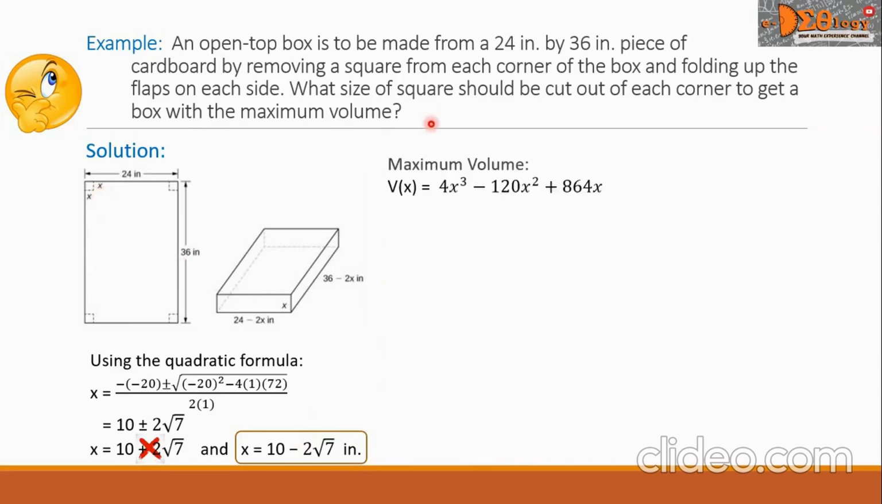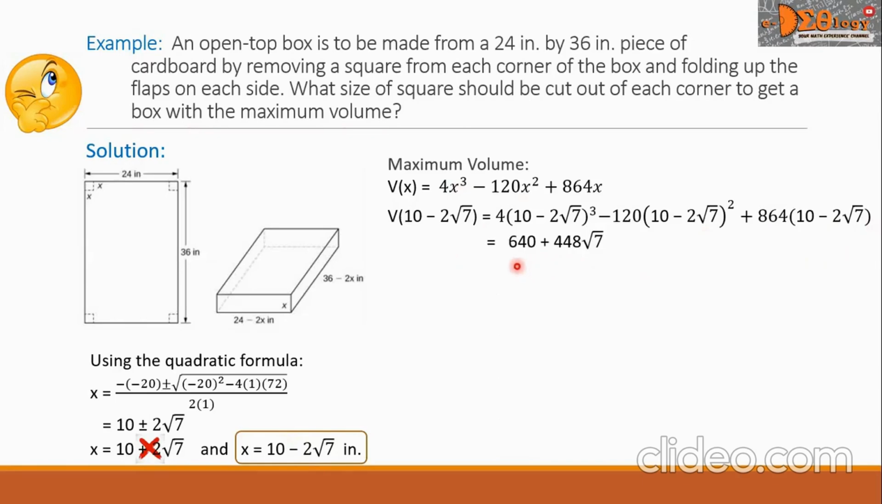If we're curious about the maximum volume with the formula earlier about the volume of the box, let us substitute this value 10 minus 2 square root of 7 for all the x that we see on the right side. So it will be like this. When we simplify this, we will get the answer as 640 plus 448 square root of 7. And this is equivalent to 1825. And the unit of measurement, cubic inches.